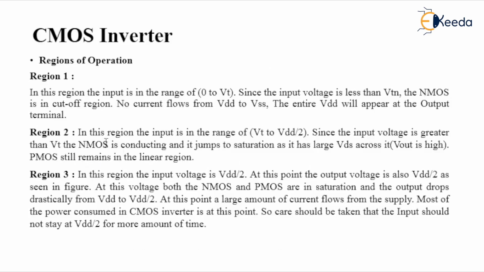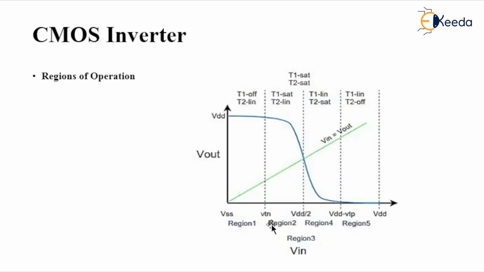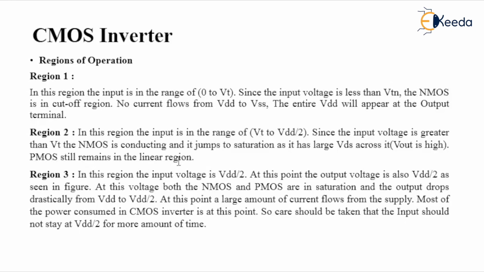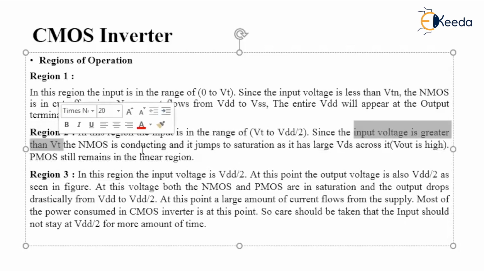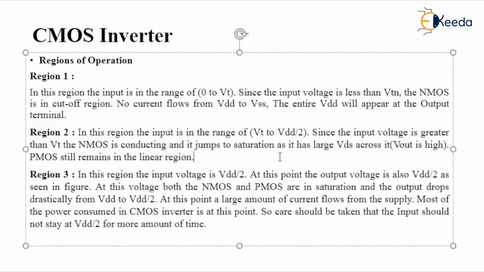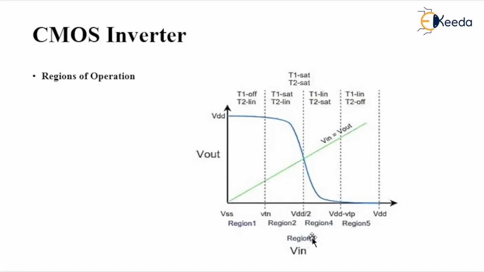So what happens in this region? Between VT2 and VDD by 2, T1 will be in saturation. Why does it come to saturation? Since the input voltage is greater than the threshold voltage. Therefore, the NMOS is conducting and it jumps to saturation, but PMOS will be in the linear region itself. Clear? Next, going to region 3.